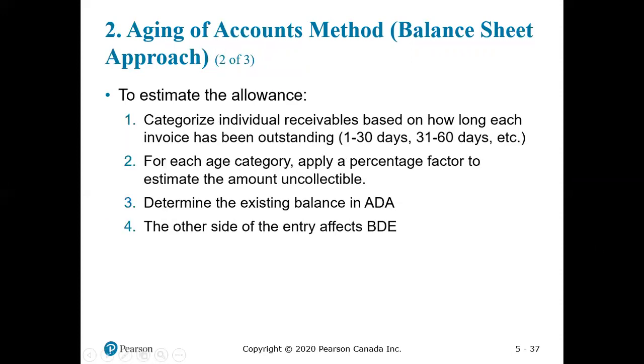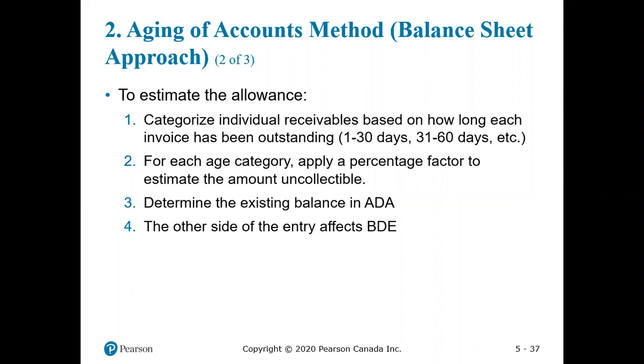So for this method, the steps are, number one, to categorize individual receivables based on how long each invoice has been outstanding. Essentially, the accounts receivable subledger shows all of the balances that are 1 to 30 days old, 31 to 60 days old, 61 to 90 days old, etc. The aging categories do differ by company.